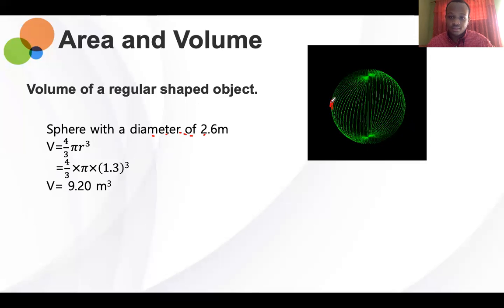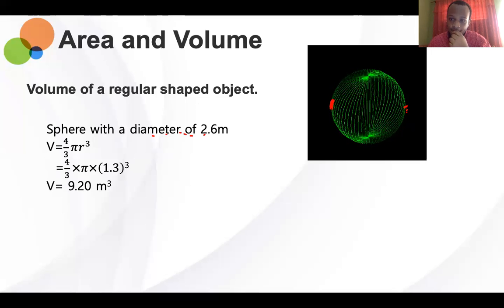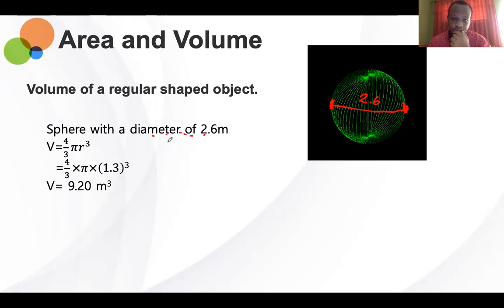Come on, let us just look at the diagram for a second, all right? The diameter represents the distance from here to where? The other side. Over the other side, right? Yes, sir. So this would be 2.6, right? 2.6.